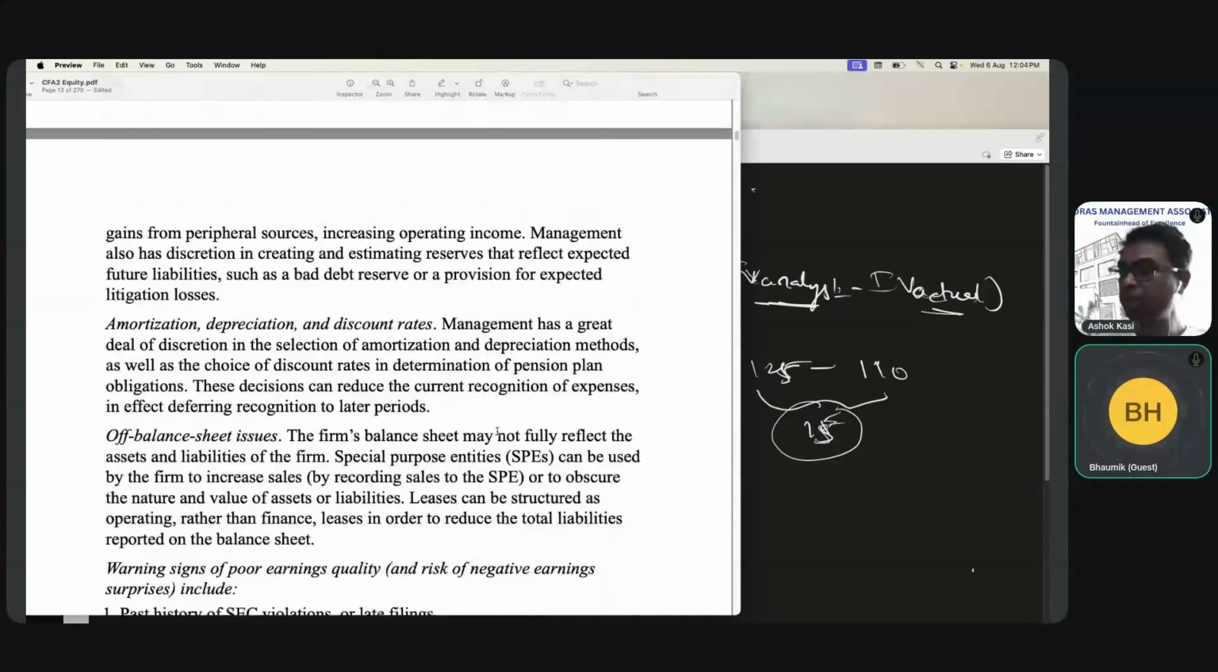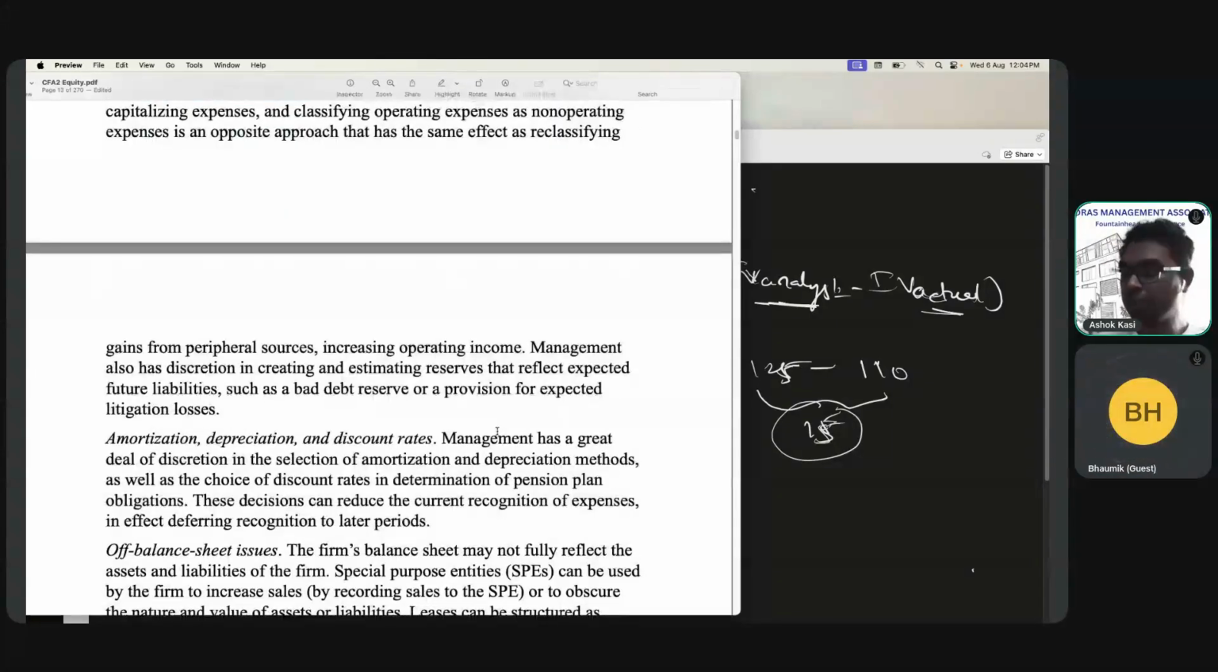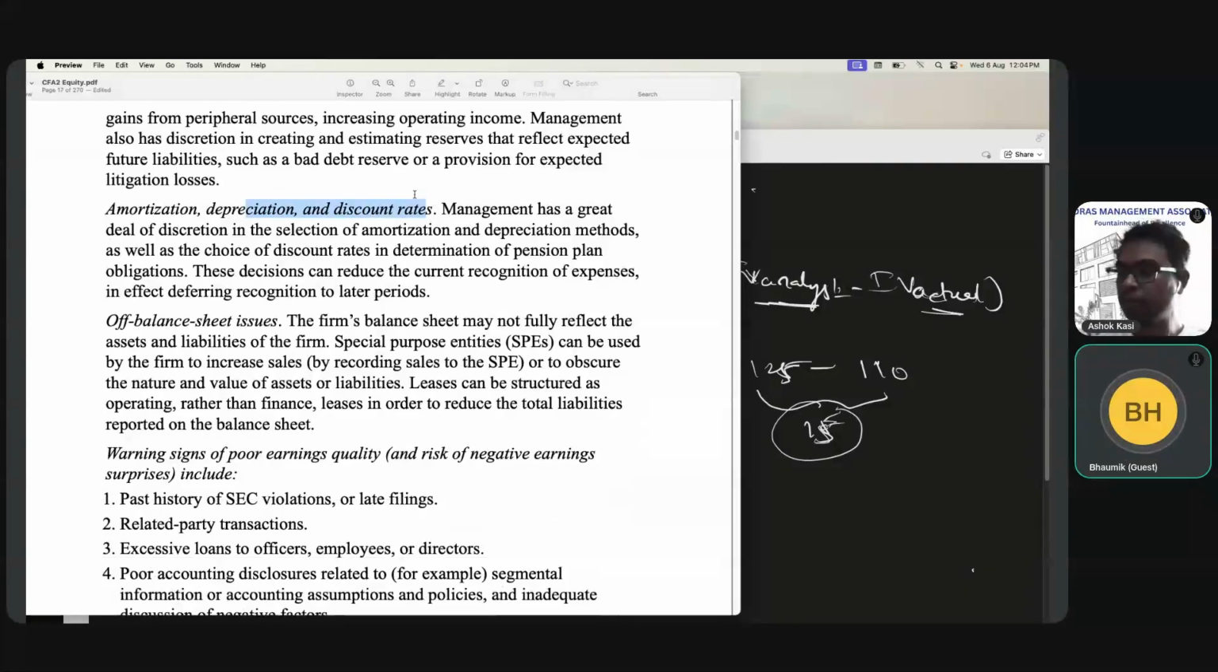Okay, all these bases are there in level 1 only, right? Yeah. We have studied in FSA how over depreciation they will do, or they will capitalize it instead of expensing to increase the profits. Those things are all possible. Okay, this shows the quality of the financial statement.